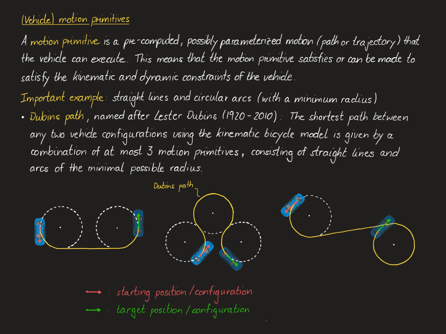Observe that in each scenario, the Dubins path is given as a combination of exactly three motion primitives. In the first scenario, a left turning arc, then a straight line, and then again a left turning arc. In the second case, a left turning arc, followed by a right turning arc, and then again a left turning arc. And in the third case, a left turning arc, followed by a straight line, followed by a right turning arc.